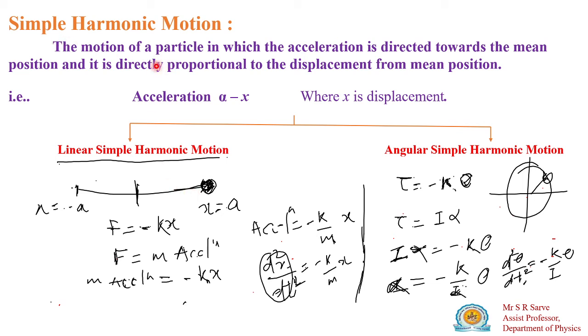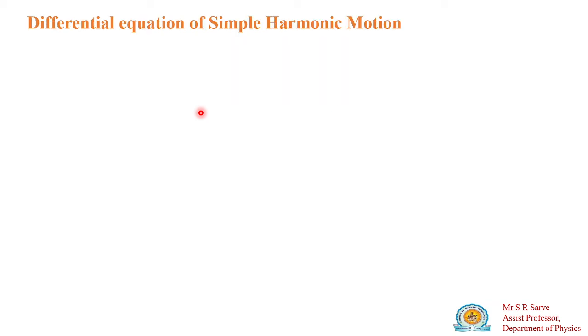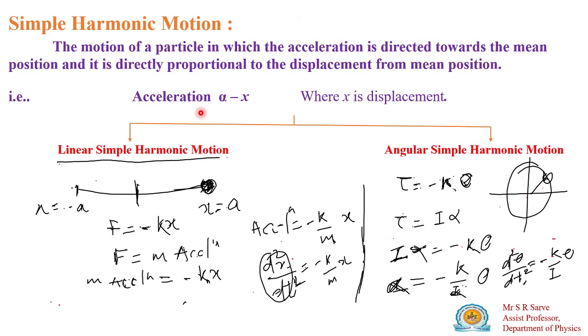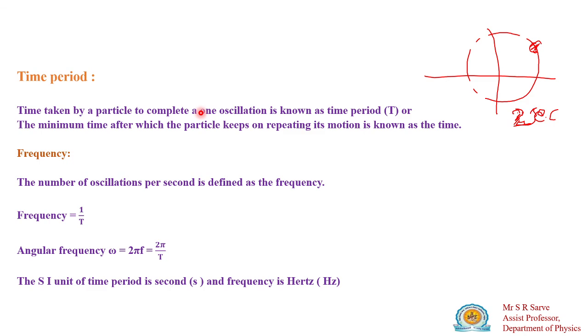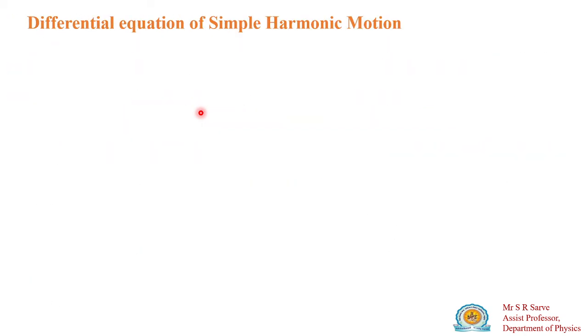Both motions should satisfy the condition that acceleration should be directly proportional to the displacement, and acceleration and displacement should be oppositely directed to each other. So this is about your simple harmonic motion. Now we have to find out the differential equation for the simple harmonic motion. Okay, so we'll do this in the next video lecture.